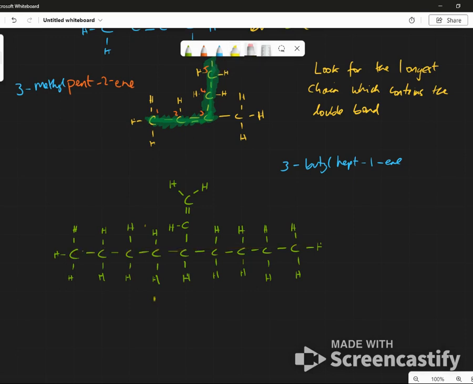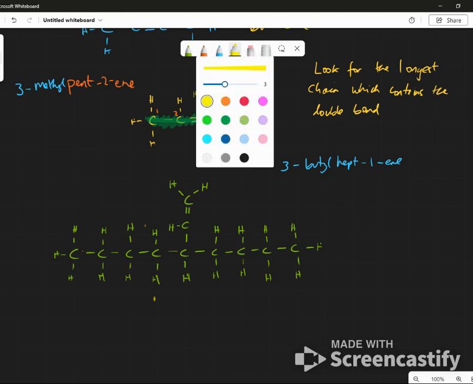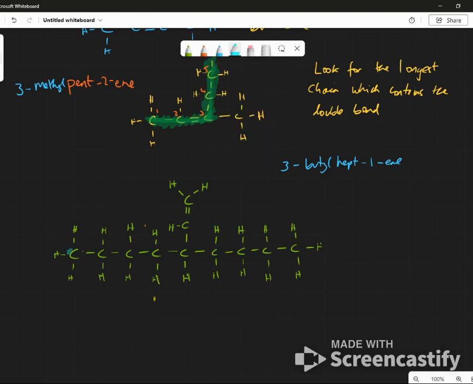There you go. So the longest chain in this one is, let me use this blue, is this one. There, and then we go up. Because as I've just told you, the longest chain must contain the double bond. So 1, 2, 3, 4, 5, 6, 7. It looks good, Axel. It's hept, isn't it, for 7. The double bond is at number 1 because you picked the lowest number. So I would agree, hept-1-ene. That's good. So far, so good.